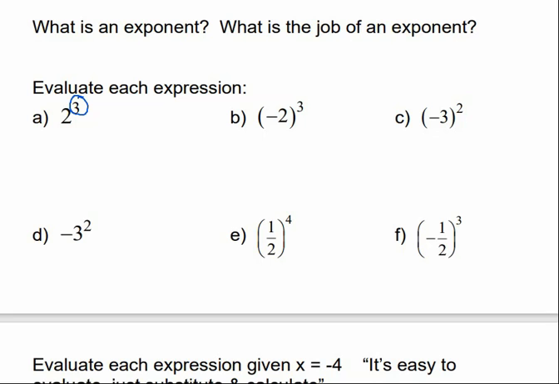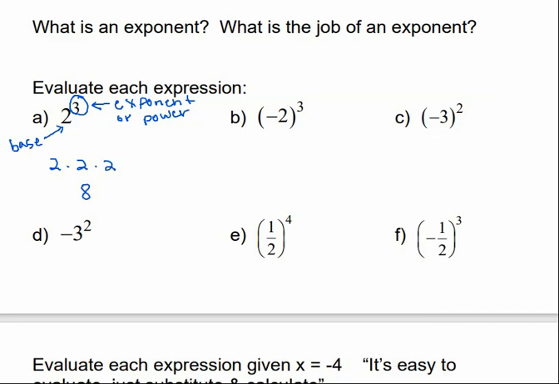So the little number here is the exponent. Sometimes it's called the power. And then the big number on the bottom is called the base. So the exponent tells us how many times we multiply the base times itself. So in this case, we have 2 to the third power, so it's 2 times 2 times 2, or 2 times itself 3 times. 2 times 2 is 4, 4 times 2 is 8.